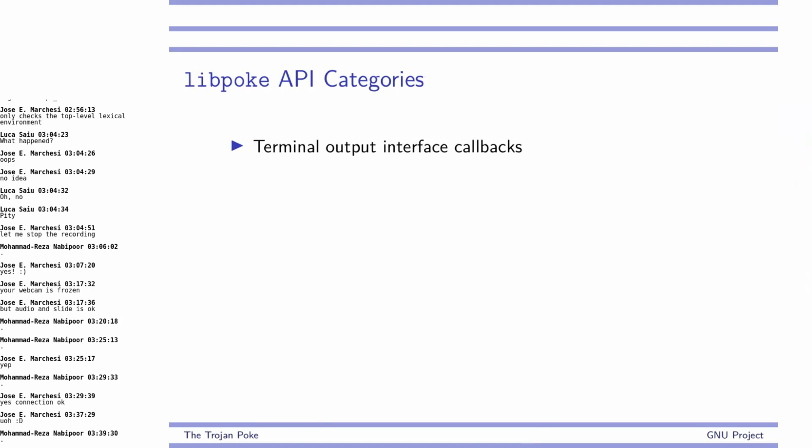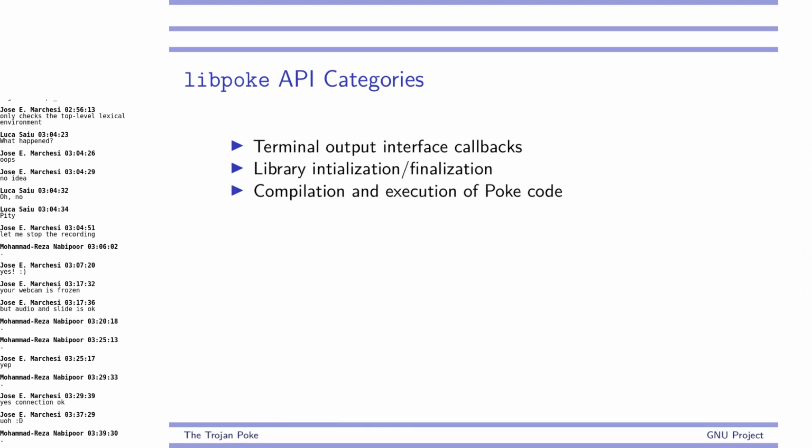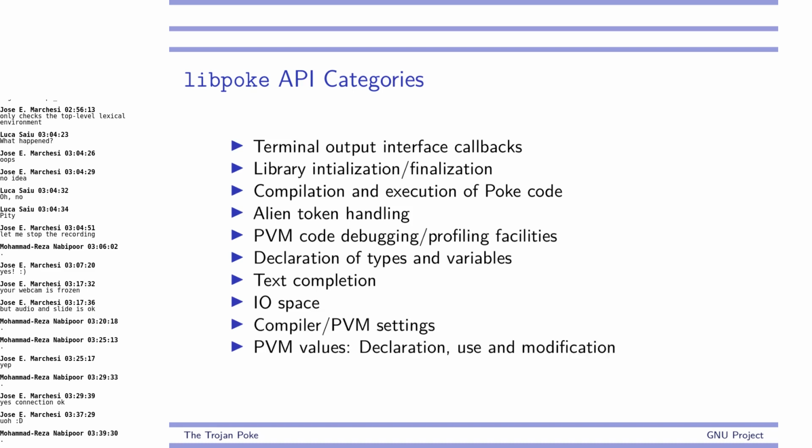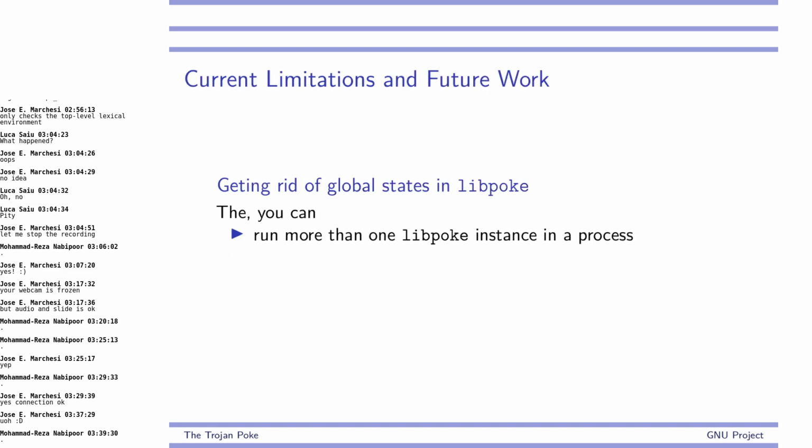Some very fast slide things. We have different categories like terminal input output interface, the library initialization, finalization. We have compilation and execution of Poke code. We have alignment handling. We have PVM code debugging, profiling facilities. We have declarations of types and variables. We have support for text completion, and somebody can provide us the text completion. I didn't cover them. IO spaces, compiler, PVM settings and values.